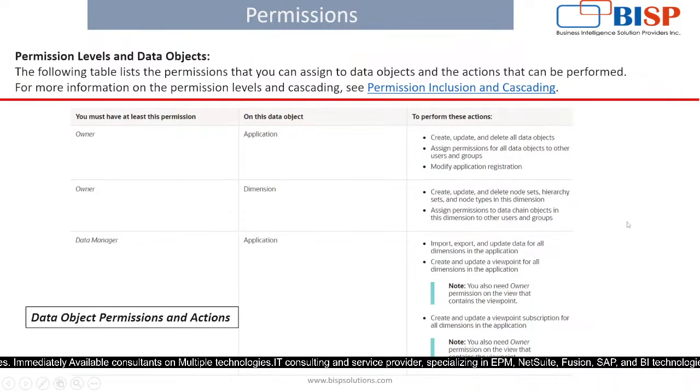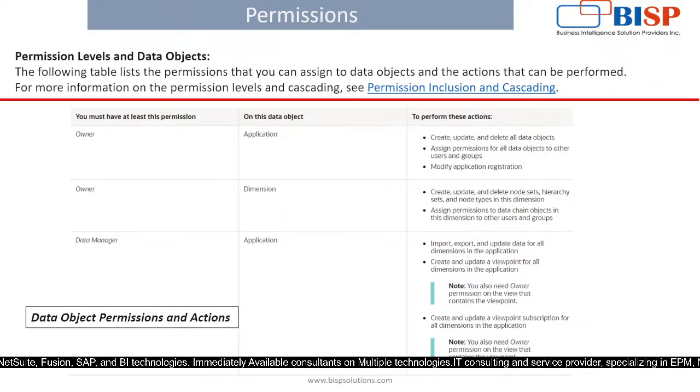Okay, so permission level in the data object. The following table lists the permissions that you can assign to the data objects and the actions that you can perform. For more information on the permission levels in cascading, you can visit the Oracle docs. In the first column we have the minimum permission you must have, so we have to be owner. In the second column we have the data object, that is application, and in the third column we have the actions you can perform.